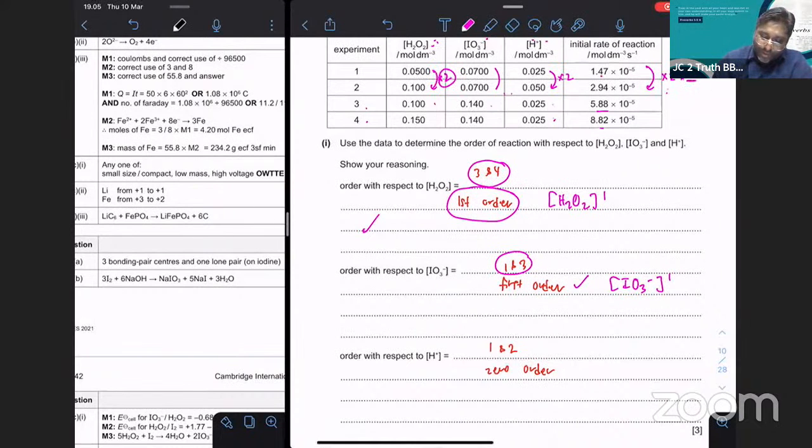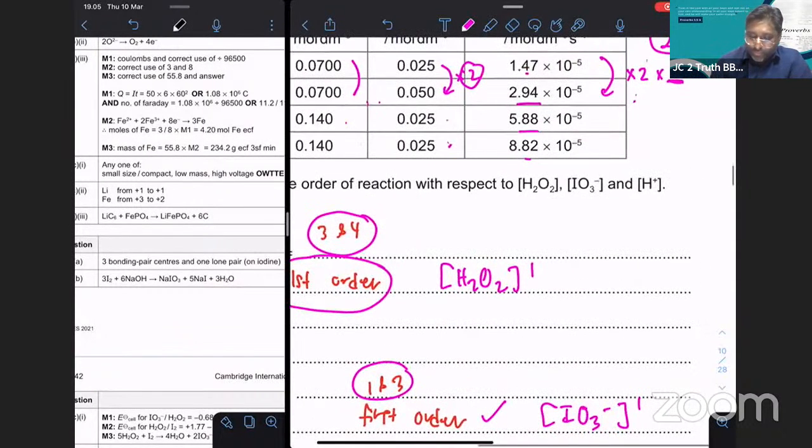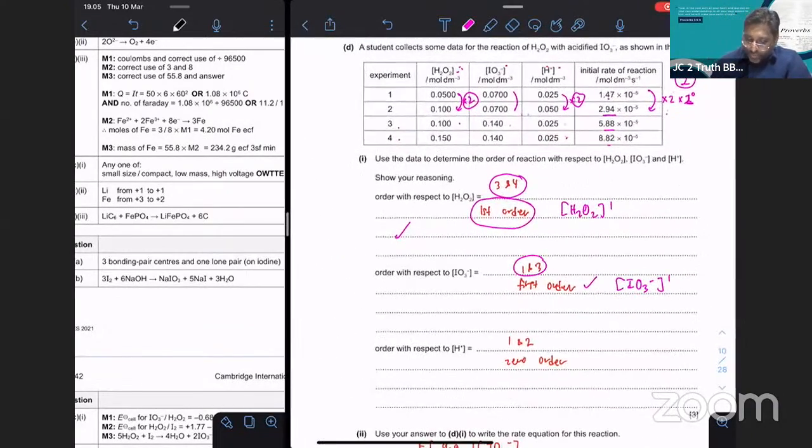So here, what I notice is that when I multiply this by 2, I just calculate 2.94 divided by 147 and get the value 2. So what is this value? If I multiply by 2, I get 1. What is 1? 1 is 2 to the power of 0. So when I multiply by 2, it is 2 to the power of 0; when I multiply by 3, it is 3 to the power of 0. This is going to be a zero order reaction, so it is zero order with respect to H plus.